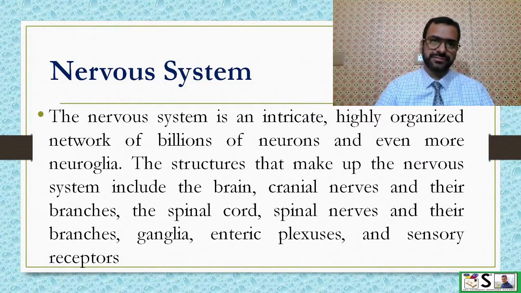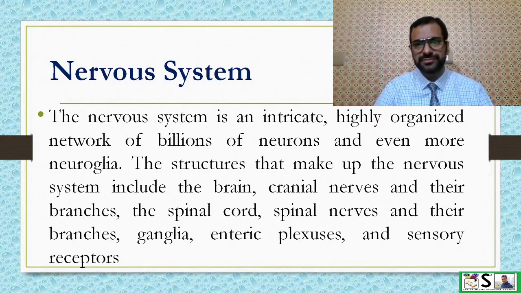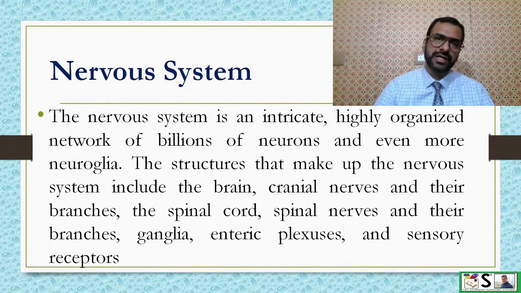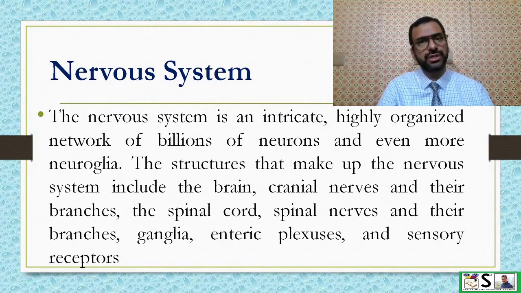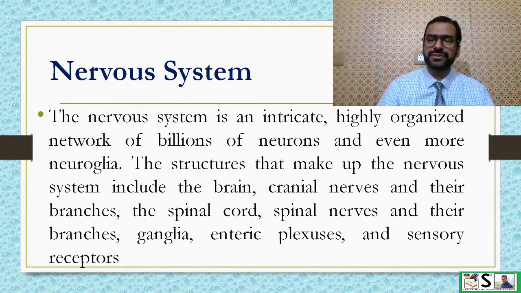What is the nervous system? The nervous system is an intricate, highly organized network of billions of neurons and even more neuroglia. The structures that make up the nervous system include the brain, cranial nerves and their branches, spinal cord, spinal nerves and their branches, ganglia, enteric plexus and sensory receptors all over the body.